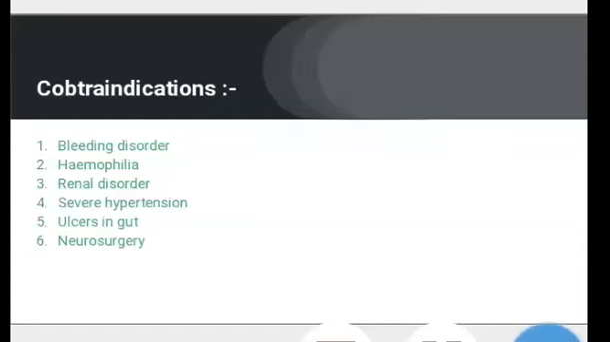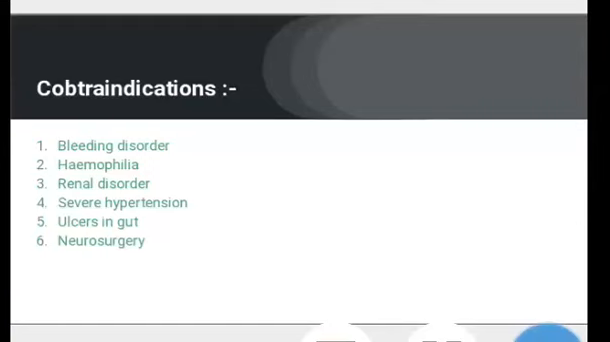Second one is hemophilia. In hemophilia, blood does not clot properly, and if heparin is prescribed to a patient of hemophilia, heparin also decreases clotting, and a synergistic effect will show in this condition. In case of renal failure, it affects elimination, and there are chances of accumulation of the drug or toxicity. Again, it is not prescribed in severe hypertension and ulcer in the gut.